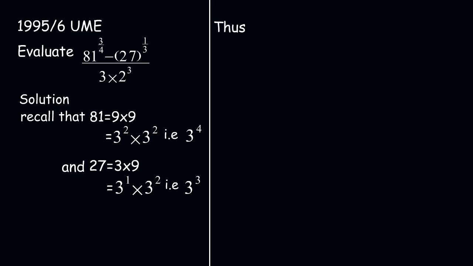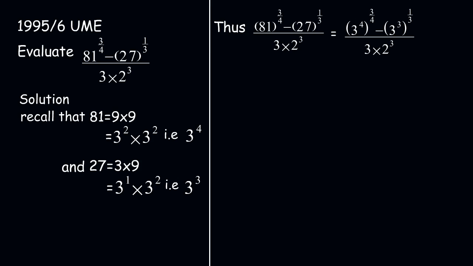Thus, our original equation becomes 3 raised to the power of 4 in bracket raised to the power of 3 over 4 minus 3 raised to the power of 3 in bracket raised to the power of 1 over 3, divided by 3 times 2 to the power of 3. Since we have indices in bracket, we multiply them. Our equation becomes 3 to the power of 4 times 3 over 4 minus 3 to the power of 3 times 1 over 3, divided by 3 times 2 to the power of 3.